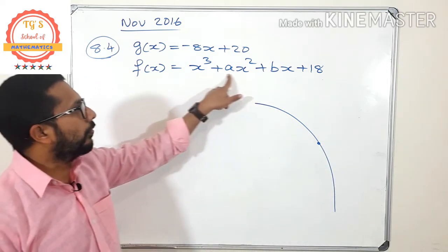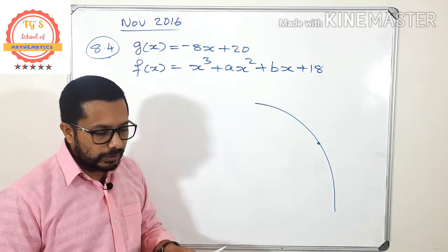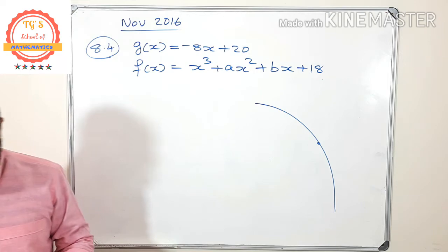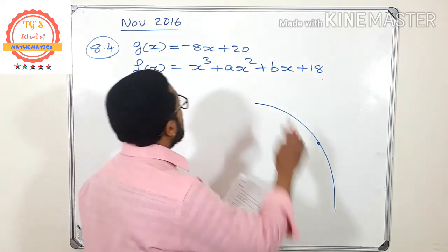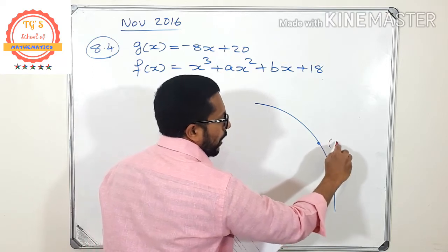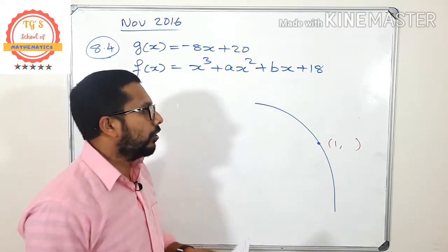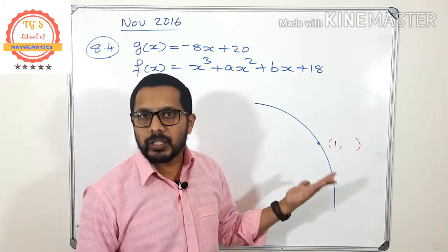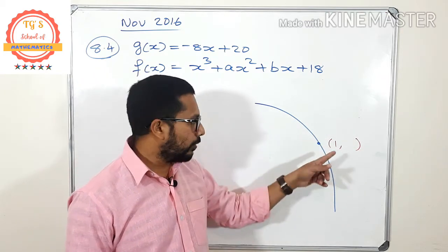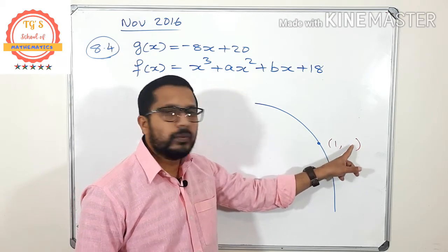That is this one, f of x is equal to x cube plus ax squared plus bx plus 18. And they are saying that there is a tangent g of x is equal to minus 8x plus 20, and that tangent is passing through the point x is equal to 1. We don't know what the y value is, but we don't need the y value, am I right? Because we are going to substitute this x value, so it doesn't matter whether we know the y value or not.